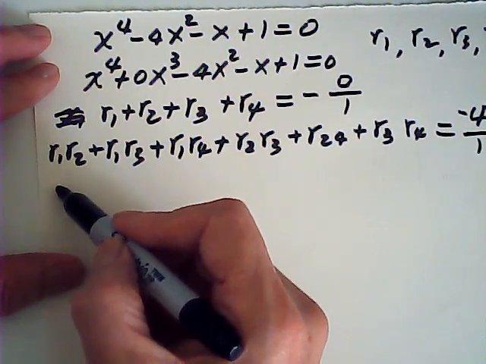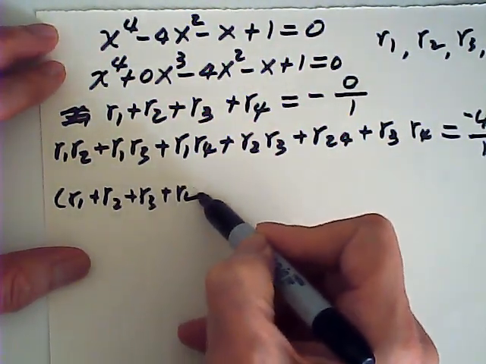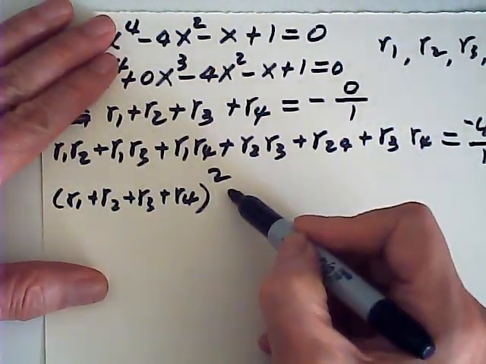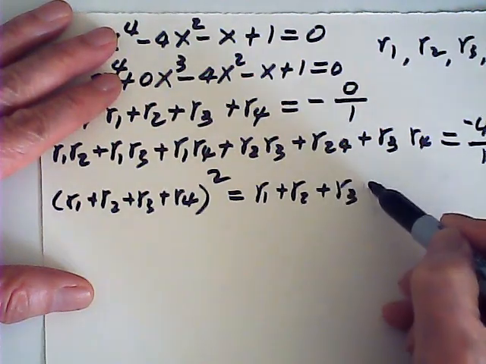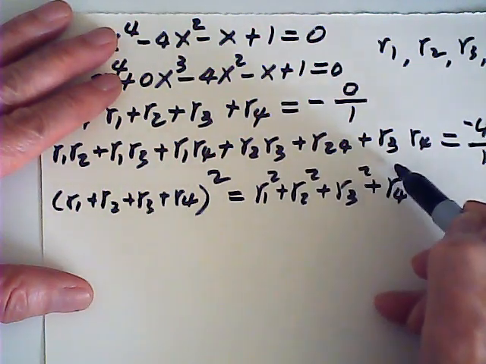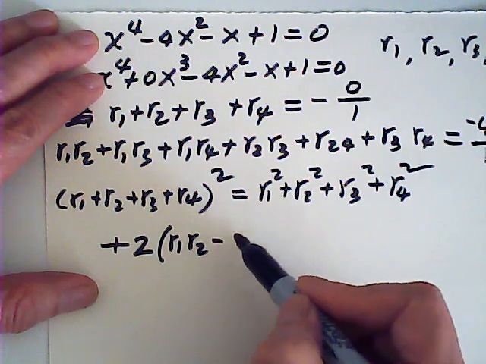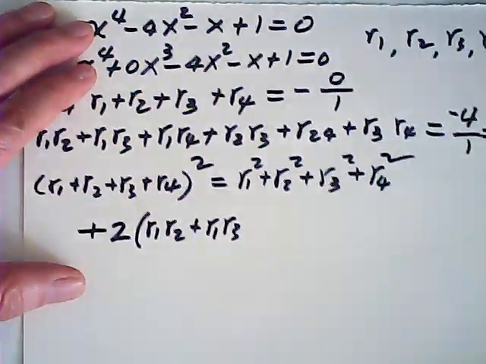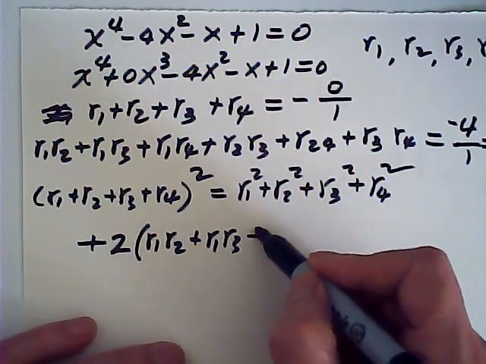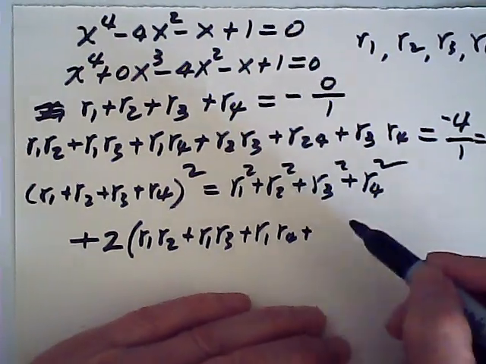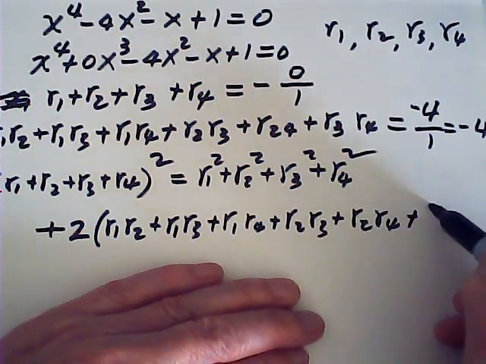And since R1 plus R2 plus R3 plus R4 squared is equal to R1 squared plus R2 squared plus R3 squared plus R4 squared, plus 2 times R1R2 plus R1R3 plus R1R4 plus R2R3 plus R2R4 plus R3R4.